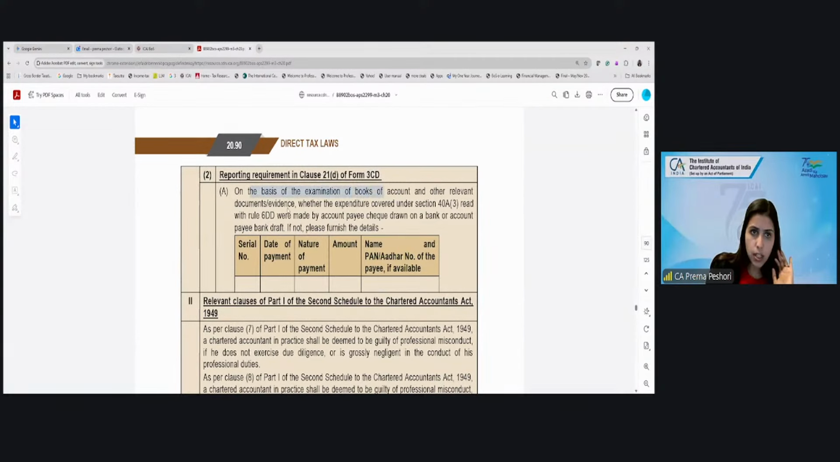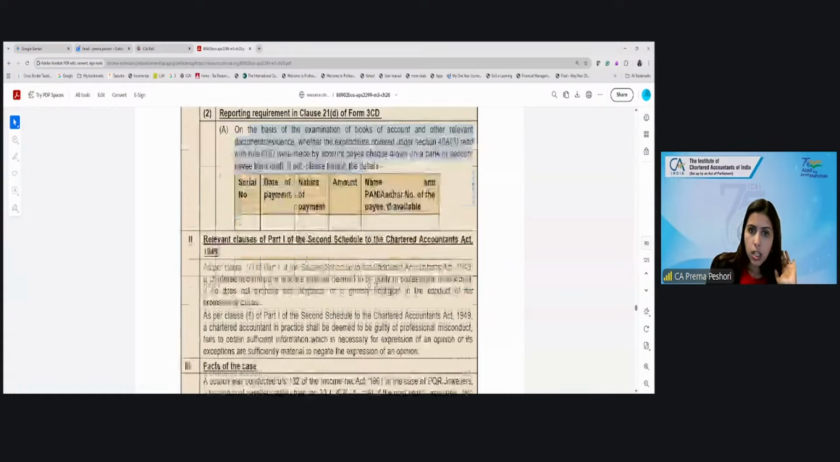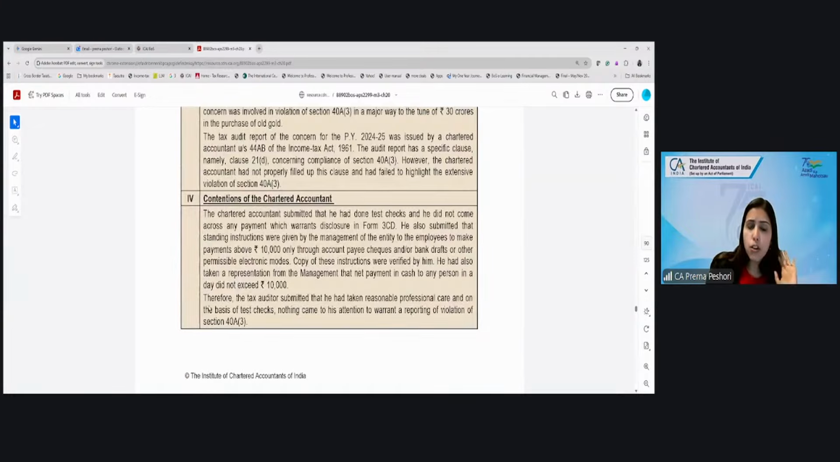On the basis of the examination of books and other relevant documents, whether the expenditure covered under 40A(3) read with Rule 6DD were made by account payee cheque or account payee bank draft. If not, please furnish the details. Now, in this case, what is the contention of the CA? The CA contends that he had done some test check and he did not come across any payment which warrants the disclosure in Form 3CD.